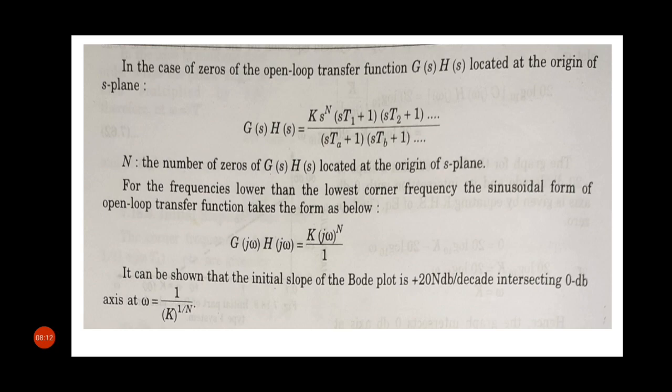Okay, let me clarify how the initial slope of Bode plot depends on the type of the system. Type 0, type 1, type 2 means the type of the system. So the initial slope of Bode plot depends on the type of the system.